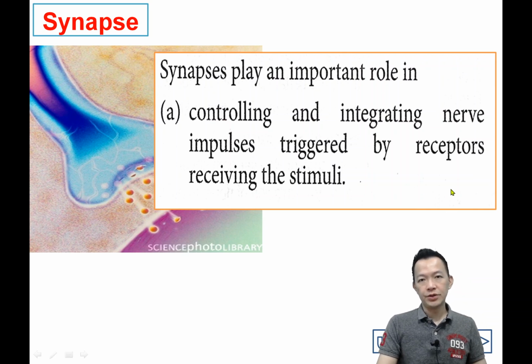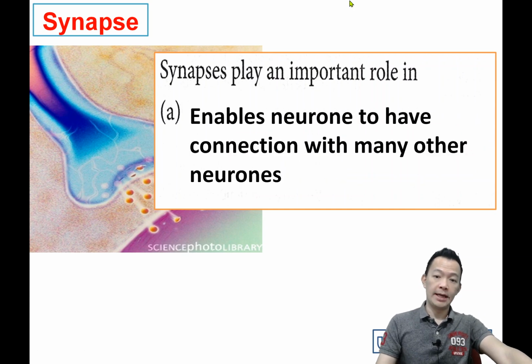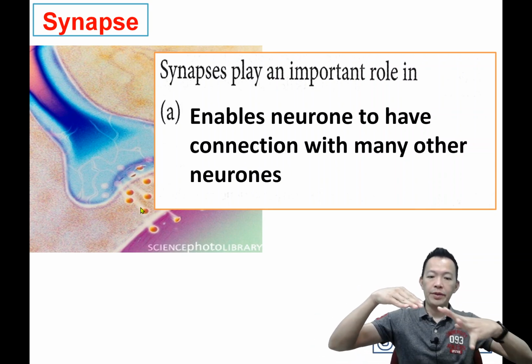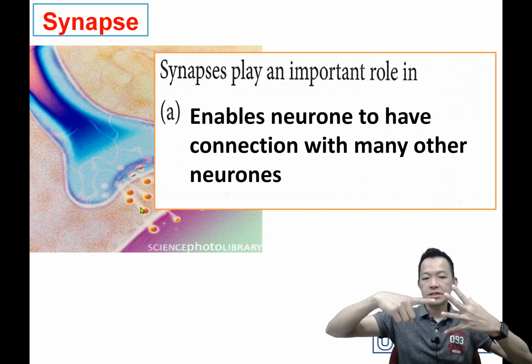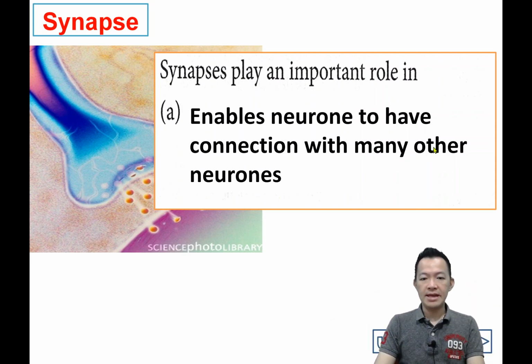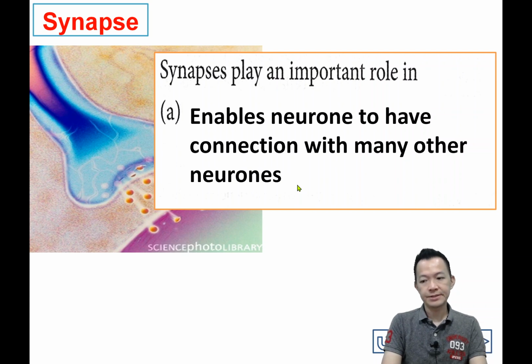I read it so many times, 我读了很多次，然后不明白。I'd better use the old textbook 啦，我用老的 textbook 写的句子啦。Synapse plays an important role in what? Enable the neuron to have connection with many other neurons. 它这个缝的功能就是 for one neuron to connect with many other neurons. 给一个神经细胞跟很多的神经细胞接在一起。Copy first.